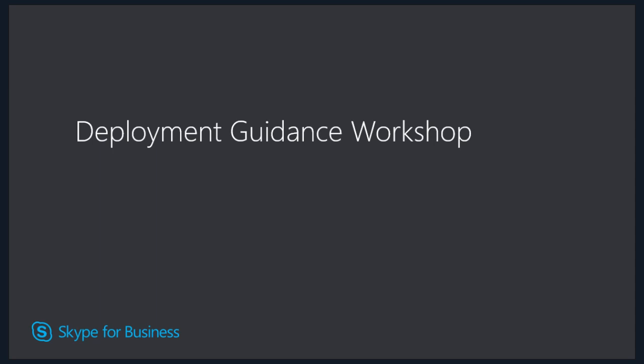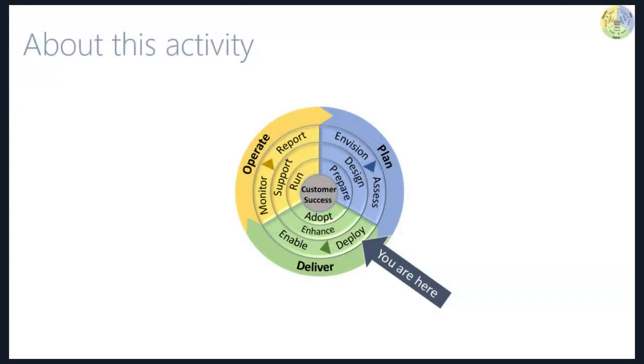Let's start with the Deployment Guidance Workshop training. The Deployment Guidance Workshop is delivered as part of the deploy stage of the deliver phase in the SOF execution model. Typically, you would conduct this workshop as soon as you are finished with the prepare stage in the plan phase.